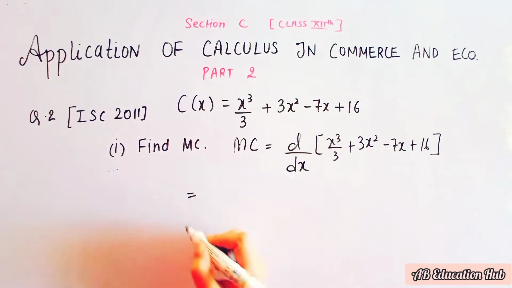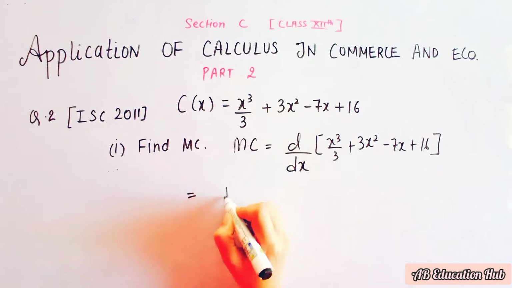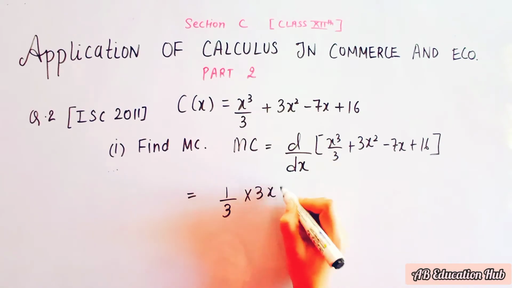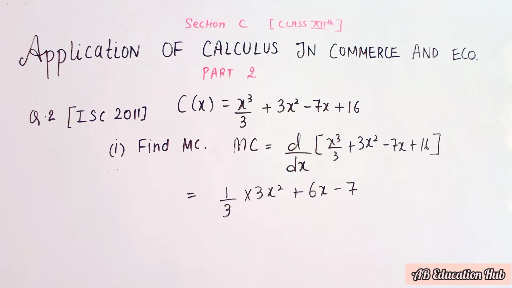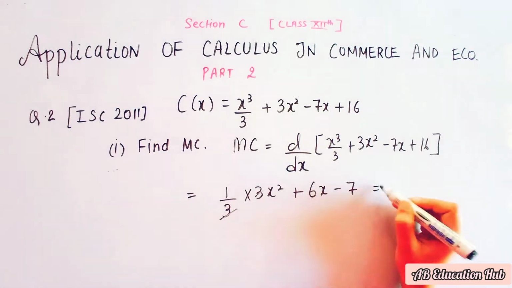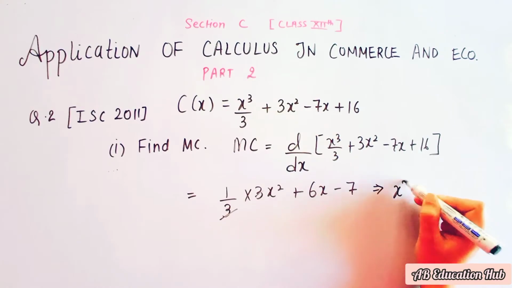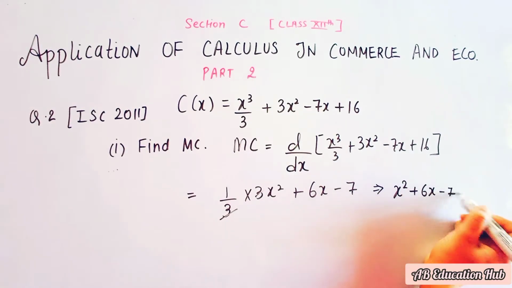This will be equal to 1 by 3 multiply 3x squared plus 6x minus 7. And I hope you know how to do differentiation. In case you have any problem regarding this, you can see my video under the category of differentiation playlist. Differentiation and integration should be quite clear for this topic. So the 3 gets cancelled. The answer for the marginal cost is x squared plus 6x minus 7.